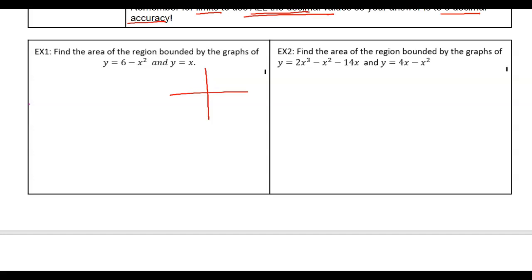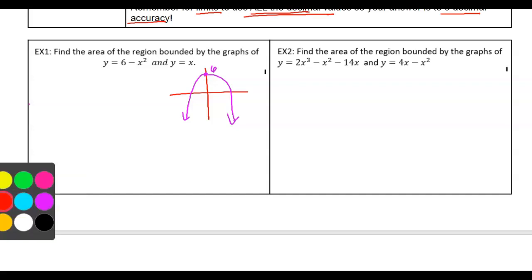So 6 minus x squared, so we'll go up here to 6. I know that's not a great graph, but that's okay. And then we've got y equals x.